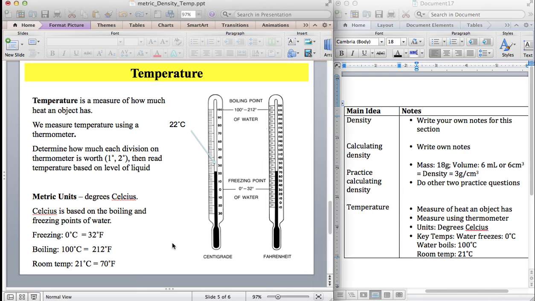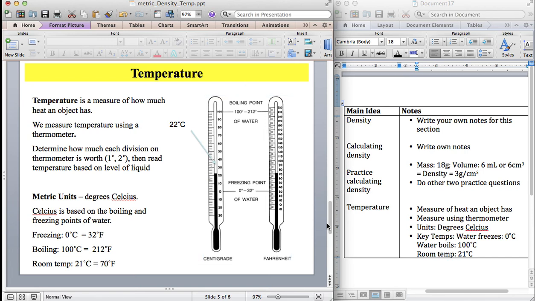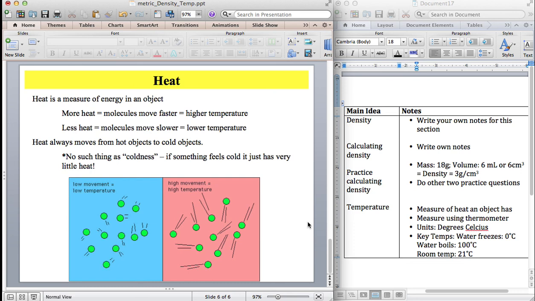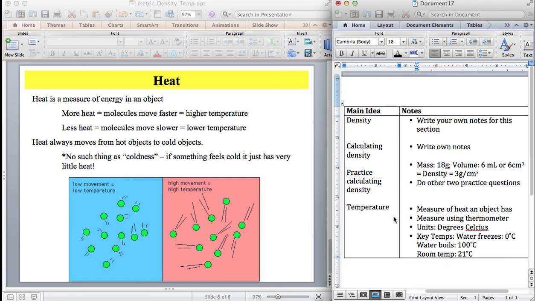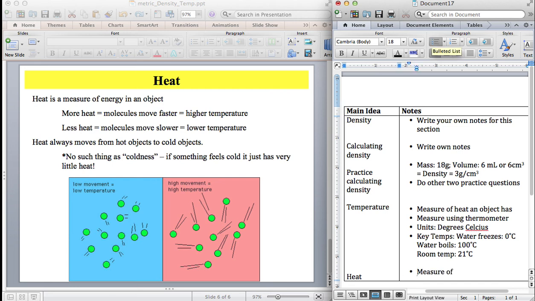And real quickly, to finish up, we'll talk about what heat is, because it's kind of cool. It's a little different than what we may think of. Heat is a measure of energy in an object. Literally, how much energy do the object's molecules have? Heat is a measure of energy in an object's molecules.